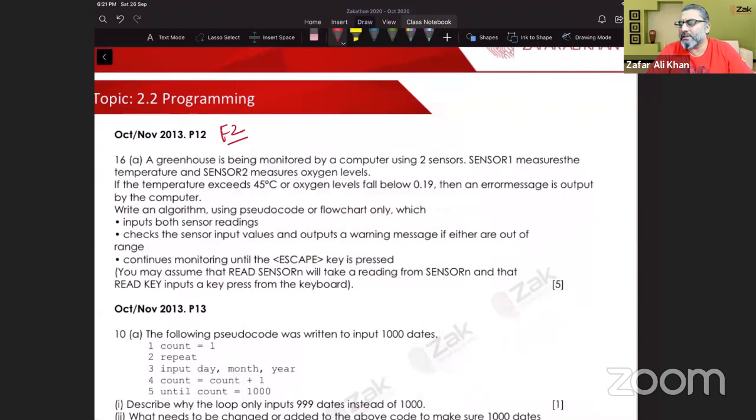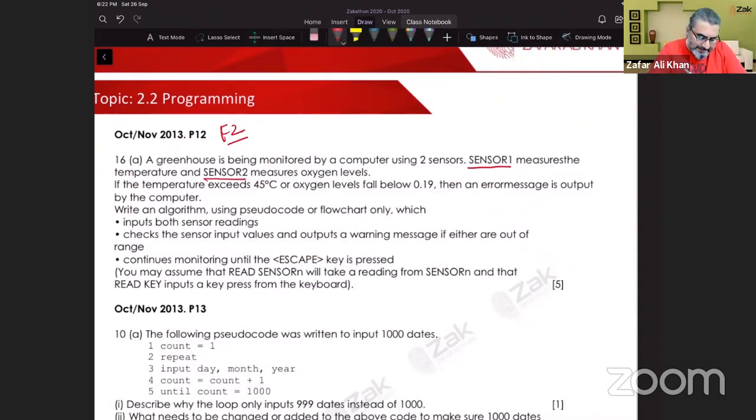A greenhouse is being monitored by a computer using 2 sensors. The first sensor's name is sensor 1. Whenever a name or a value is given with a particular formation attached to it, whether it is in caps, all smalls, or caps and numbers together, you have to use that formation of the name as is. That's the rule. So the name of the first sensor is sensor 1, it measures the temperature, and sensor 2 measures the oxygen level.